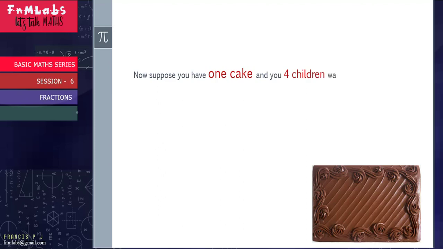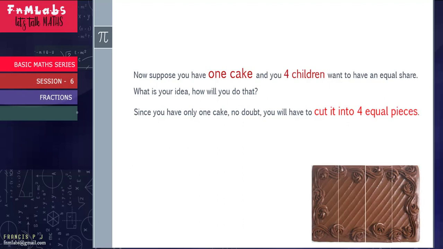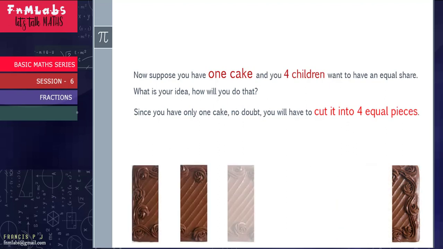Now suppose you have 1 cake and you 4 children want to have an equal share. So what is your idea? How will you do that? Since you have only 1 cake, no doubt you will have to cut it into 4 equal pieces.